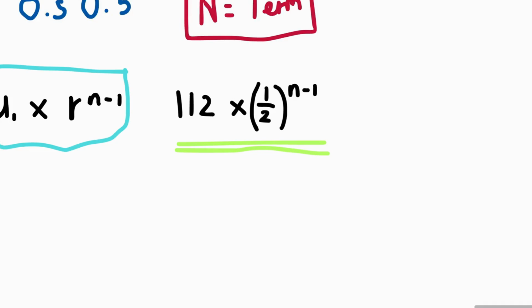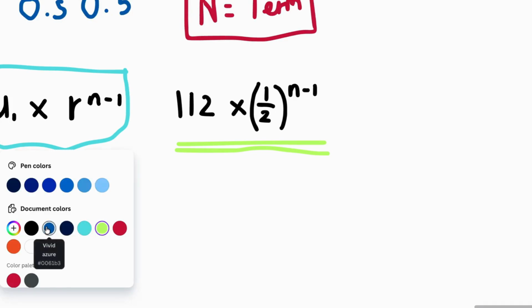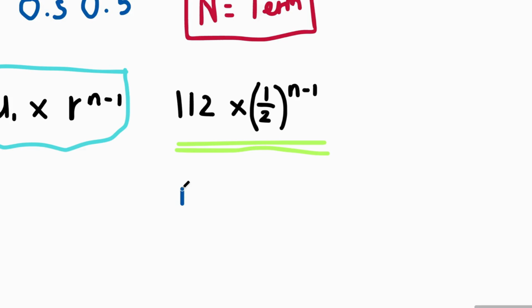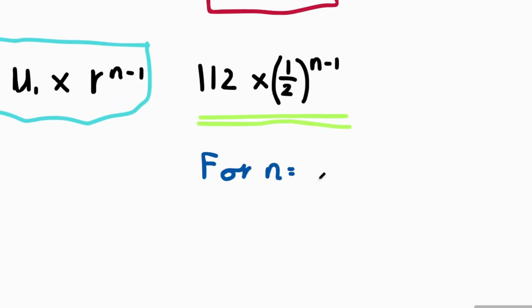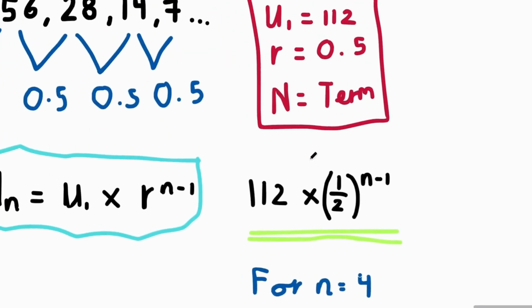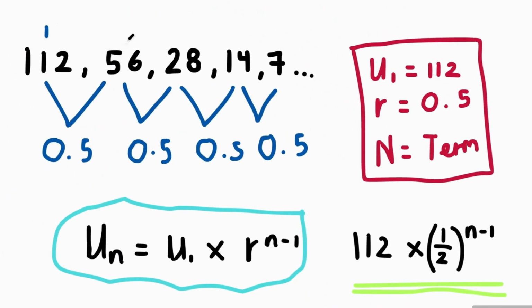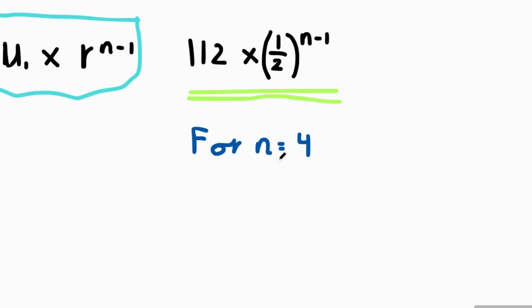Now the only thing left to do would be to solve different values. So use the nth term. Actually use it. So let's see. We're going to say for n equal to, let's choose 4, okay? And remember, n is the term number, so 1, 2, 3, 4. Okay, so U4 should equal 14 when substituting 4 into our equation.